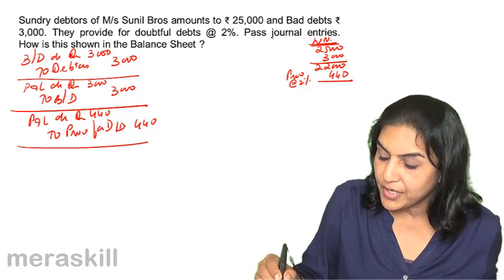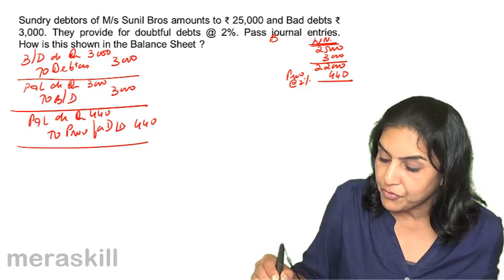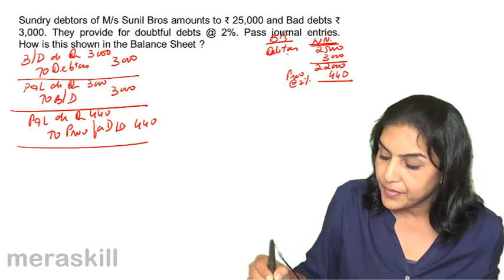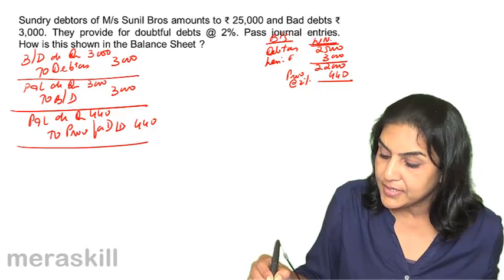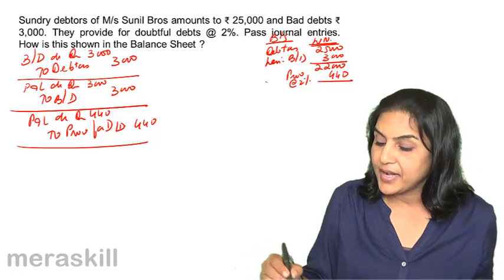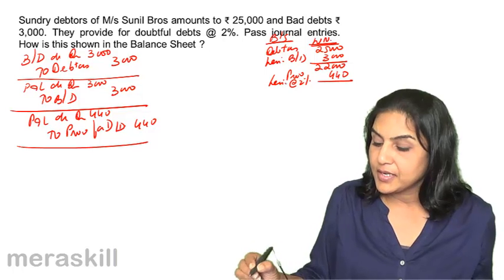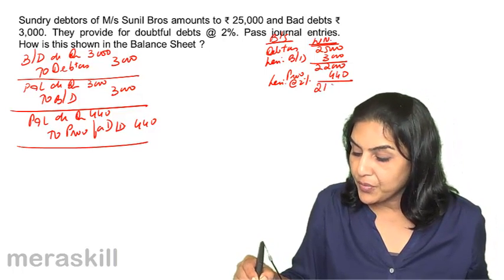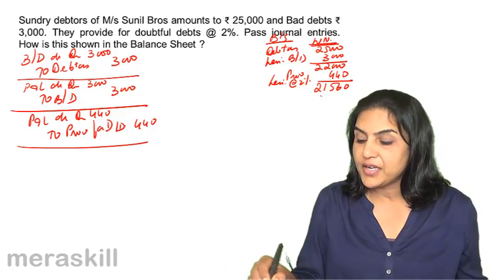This is actually in a way the balance sheet. If you take a balance sheet, this is how we would show debtors less bad debts and less provision of 440, giving us 21,560.